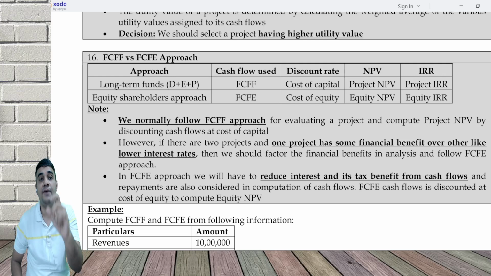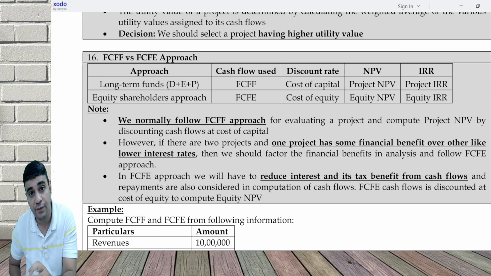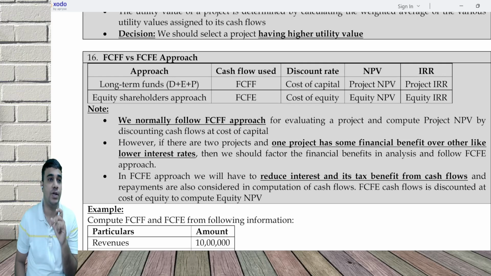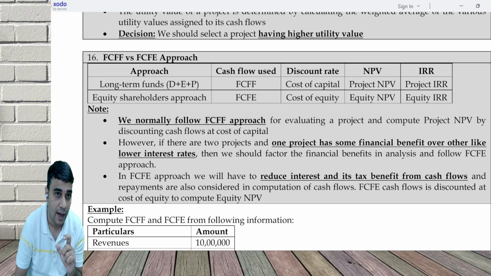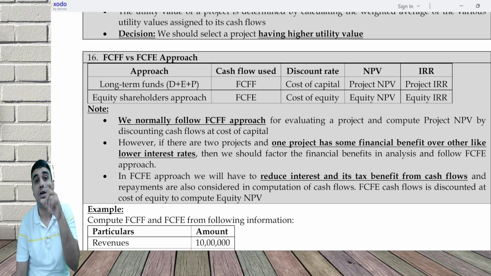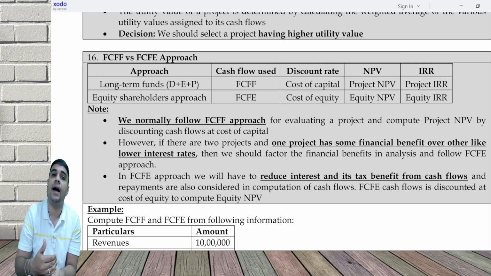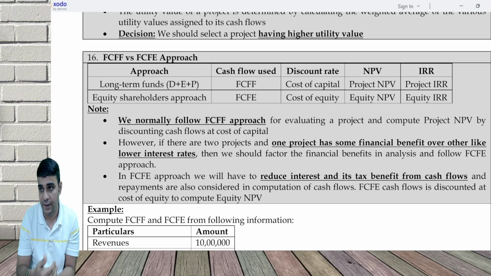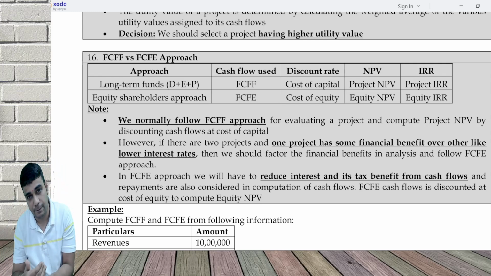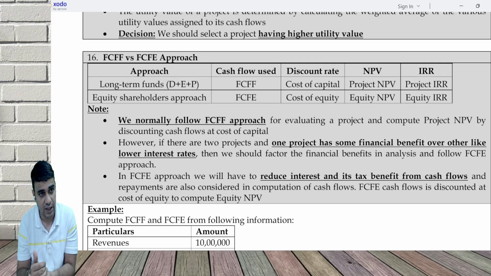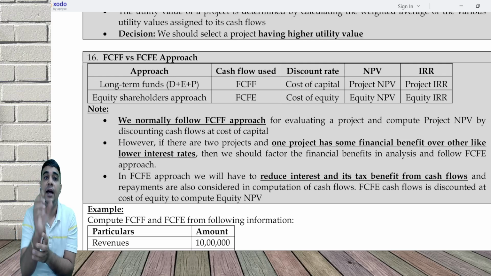Whatever FCFF you discount at cost of capital gives the project NPV or project IRR. FCFE is discounted at cost of equity, giving the equity NPV or equity IRR. Equity IRR or NPV can be better than project NPV or IRR if you are paying a lower interest.